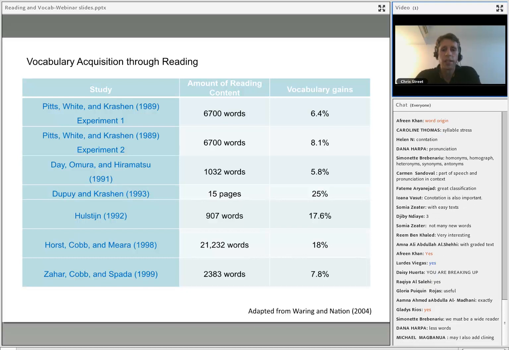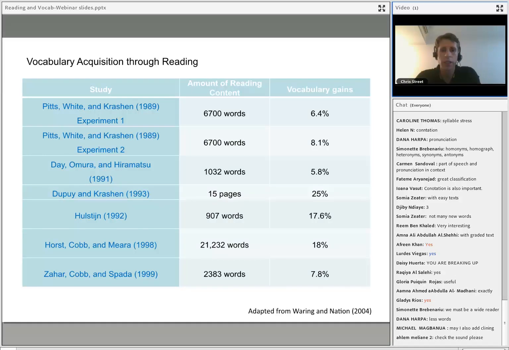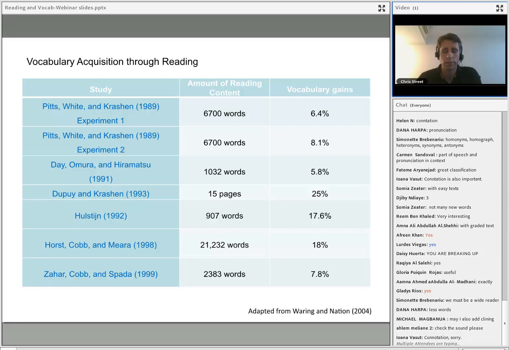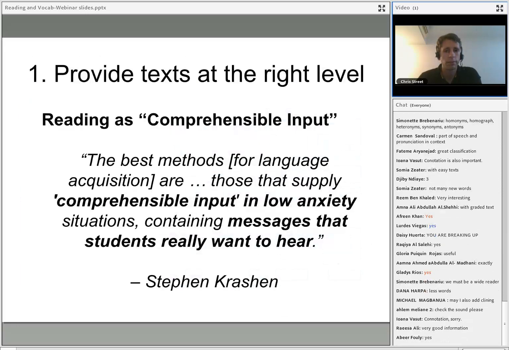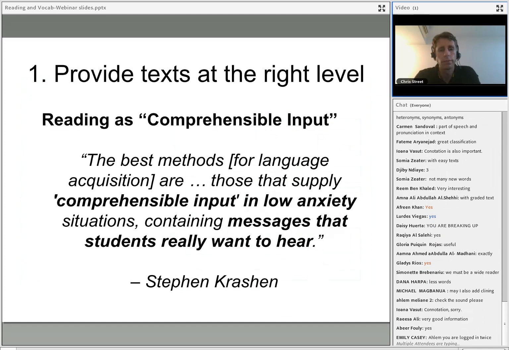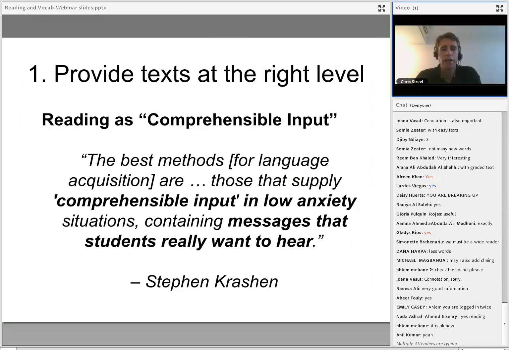And all this makes sense. If you wanted to learn the most common 2,000 words in English, those most common words are going to recycle a lot in reading passages, and students will encounter them many, many times. Having said that, you can't just read anything.